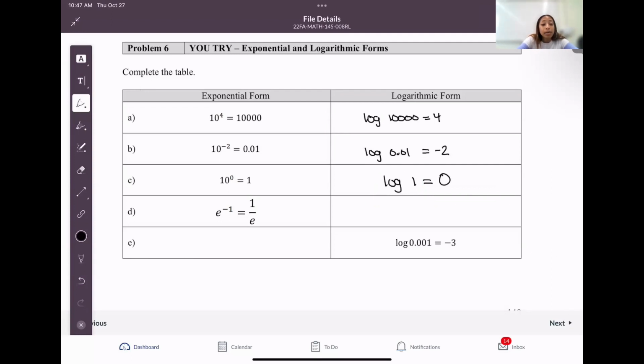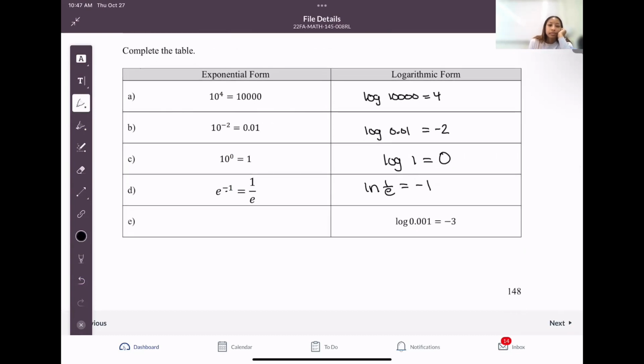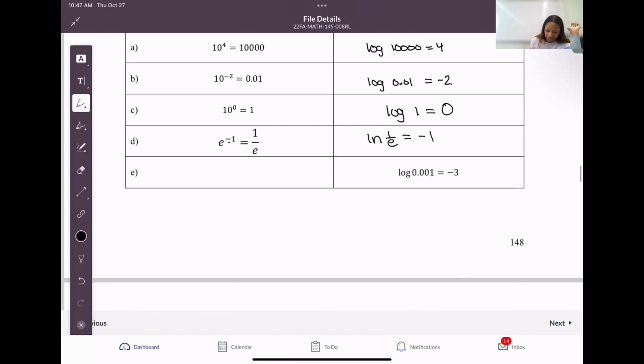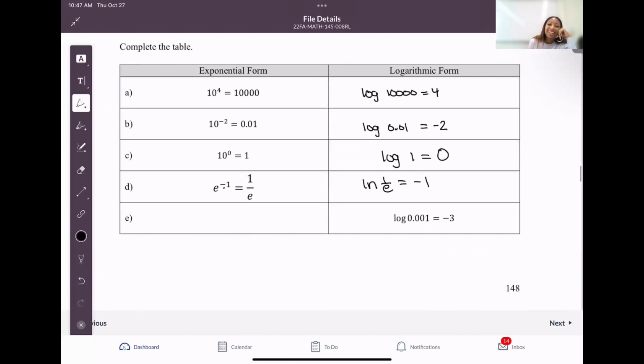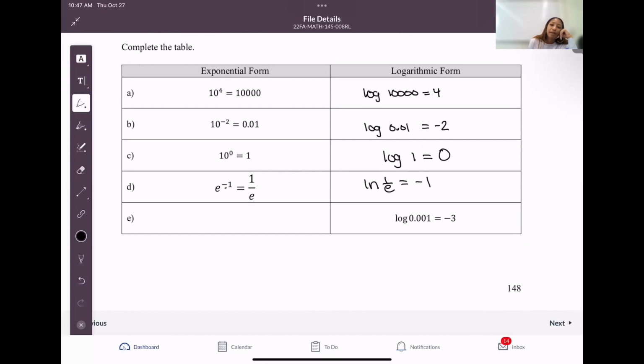Now, the next example has a base of e. e to the negative first power equals 1 over e. Remember, when our base is e, we don't write log base e, we use the notation ln. So this would be ln, which is log base e, of 1 over e, equals whatever the exponent was, -1. All right, so that's the first 5, going from exponential form to logarithmic form.